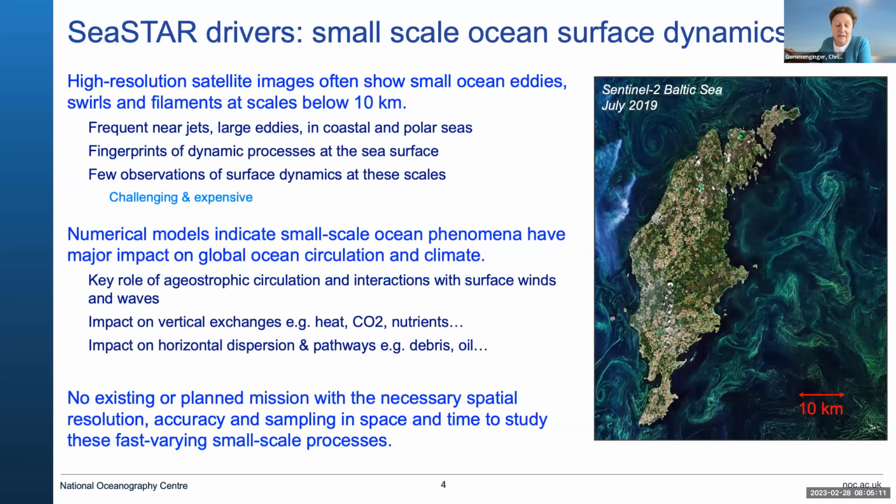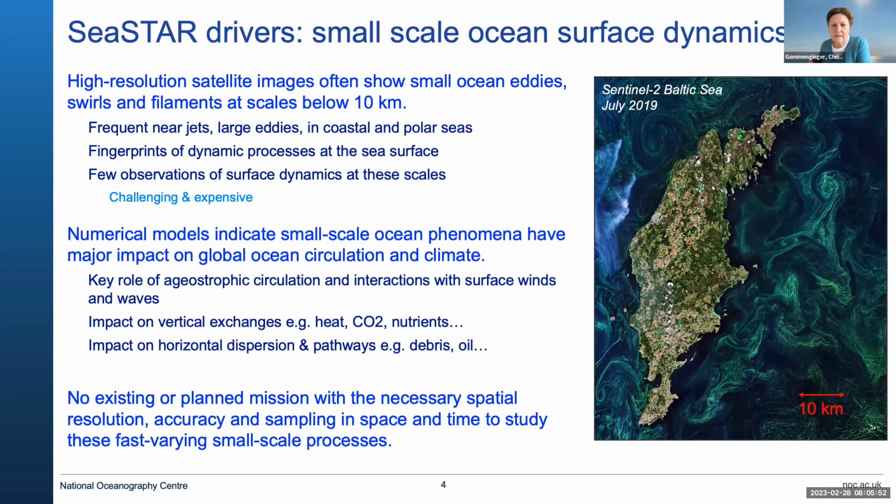This is a figure which I'm sure many of you will have seen before, because I like to use it as illustrating what SEASTAR is about. This is a satellite image from Sentinel-2 taken in the Baltic Sea, showing these swirls and eddies and filaments at very small scales. You can see the scale there, 10 kilometers. Really, this is what is driving SEASTAR: to try and get observations of the ocean surface dynamics that may be responsible for some of those patterns that we see, in this particular case, in algae blooms.